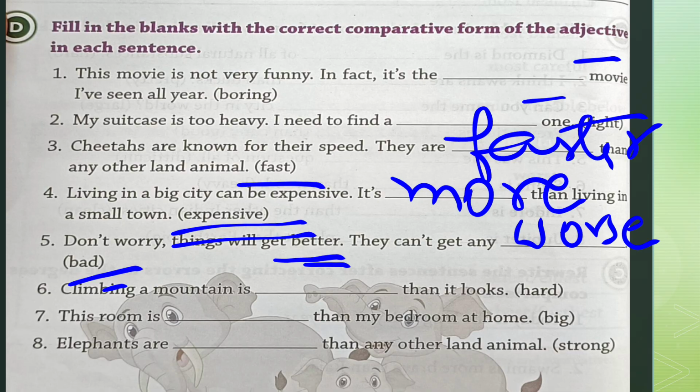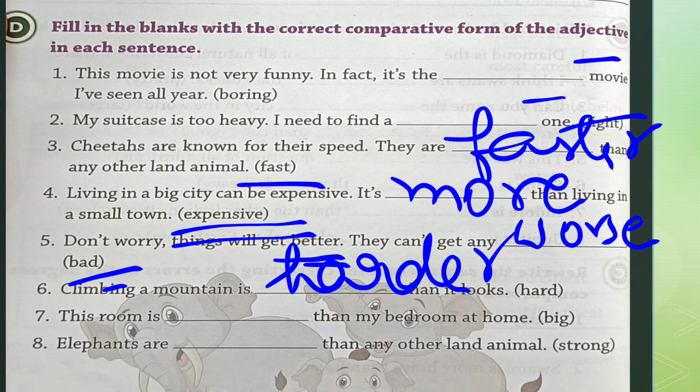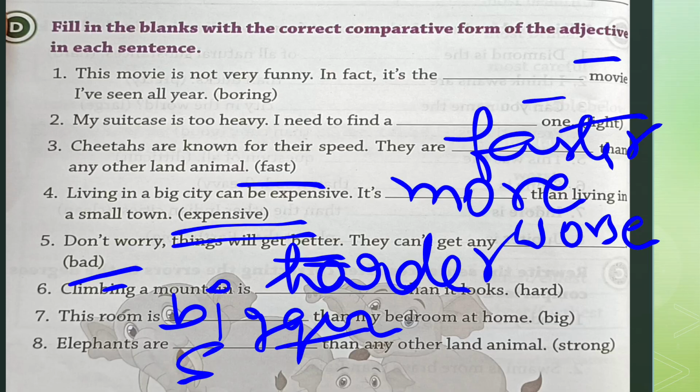Understood? Now the next one: climbing a mountain is harder. We will put the comparative degree because than is used: harder than it looks. This room is bigger. Again comparison, so we put bigger. Next, elephants are stronger. So thank you so much.